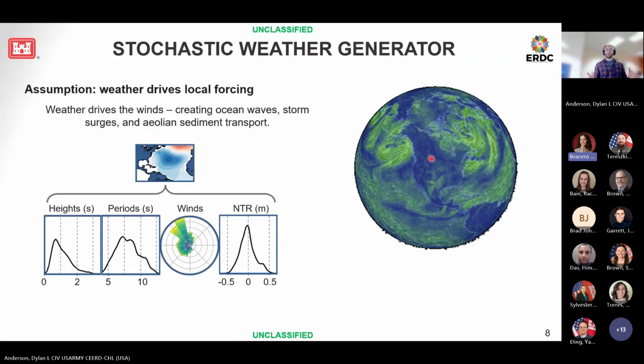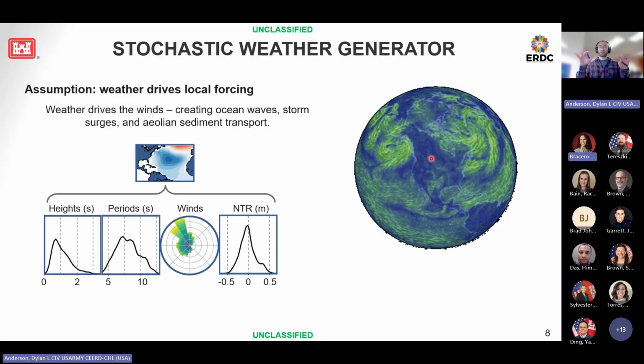So the assumption is that weather drives the local forcing, right? It's the thing that creates the friction across the ocean surface in the form of wind that then creates those ocean waves that then push that water towards the coast. These are proxies that represent the local process.